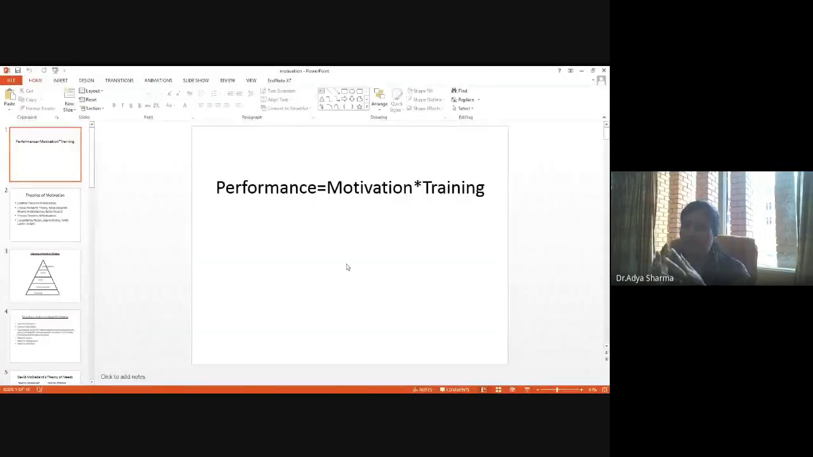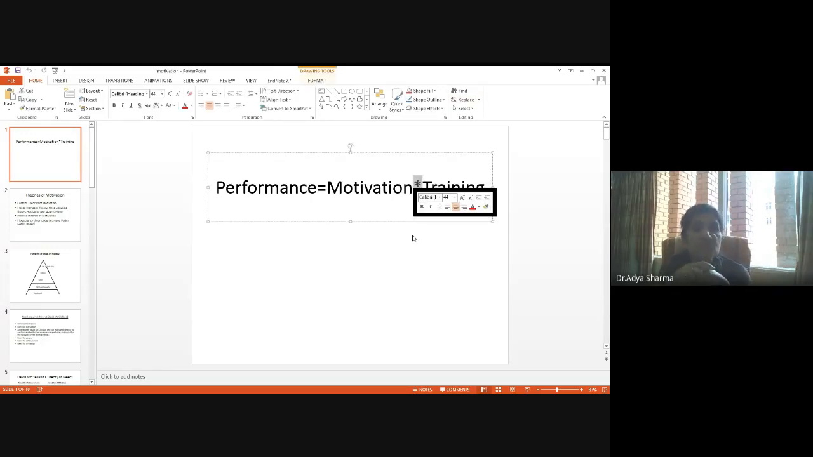I always like this definition. I hope you can see the screen. I don't know whether this definition exists in other books or not, but this is something which I believe through a period of time, through my own experience. Your performance is a product of two things: motivation and training. Please understand the word that is very important is that it's a product. What does it mean? Even if one is zero, the result is zero.